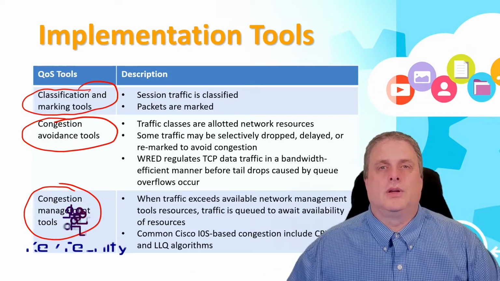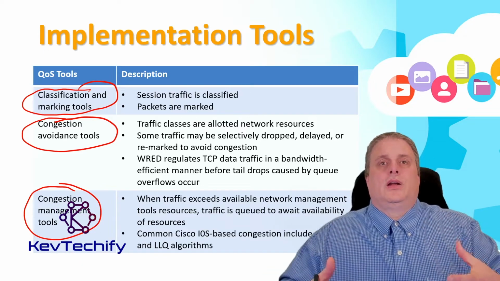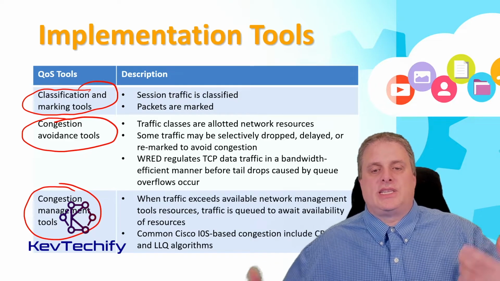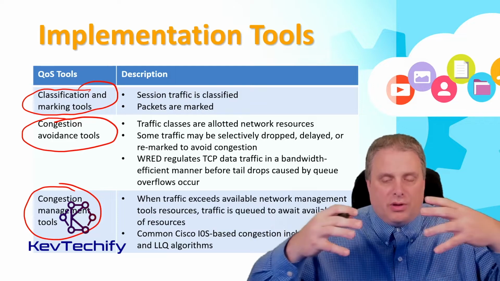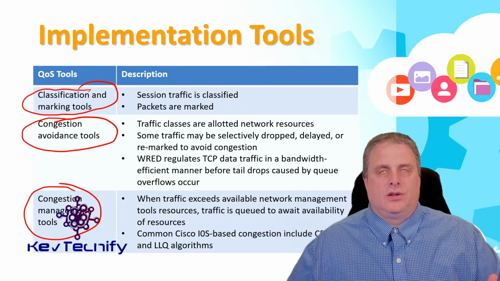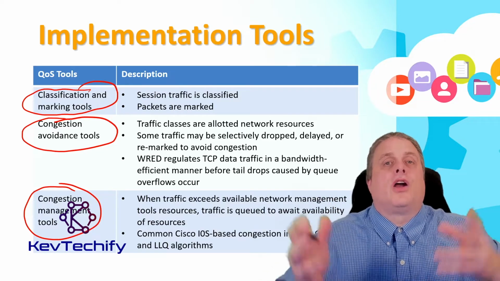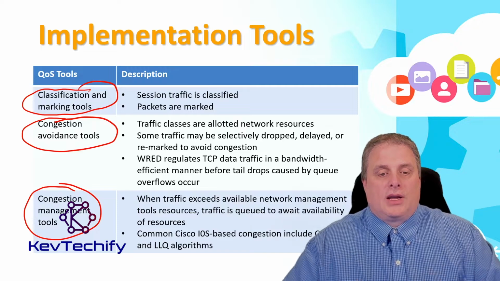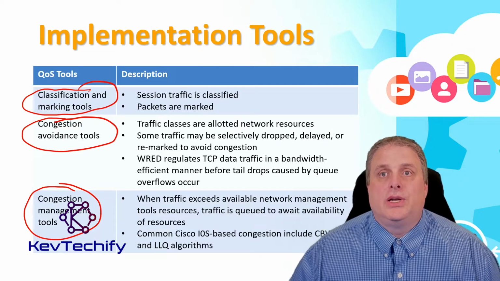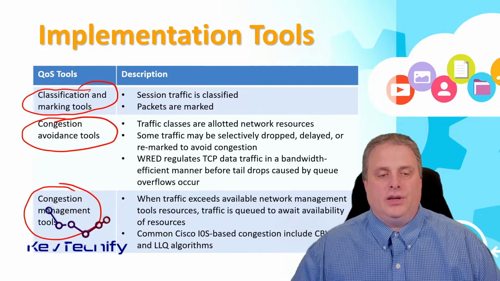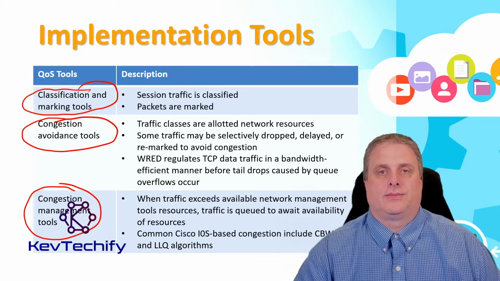Under congestion management tools, this is when traffic exceeds available network space. Your network is full, so we're going to start looking at maybe queuing traffic until our network is available. Now, common Cisco IOS-based congestion management tools include class-based weighted fair queuing, and it also includes the low latency queuing algorithms.